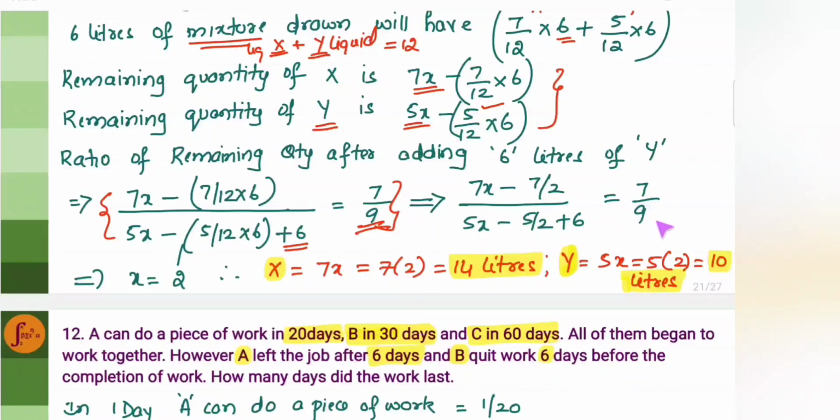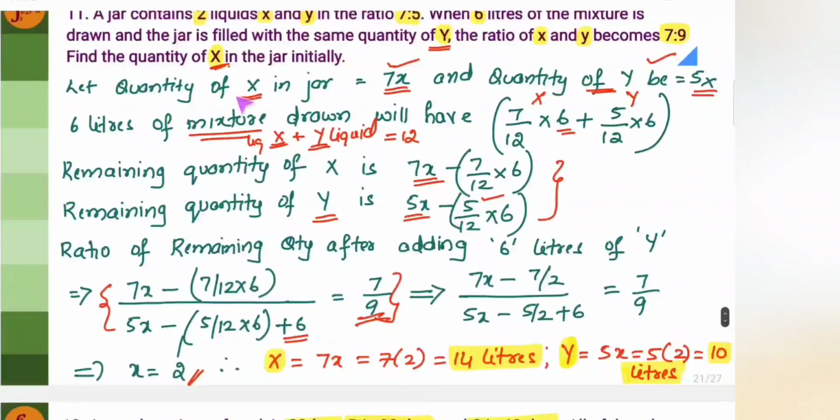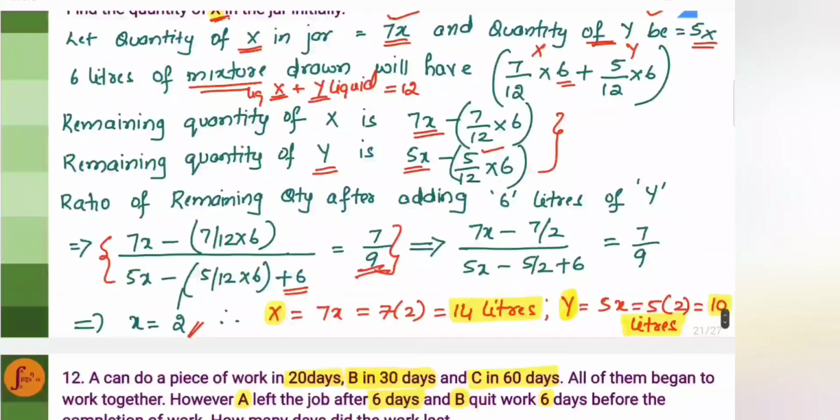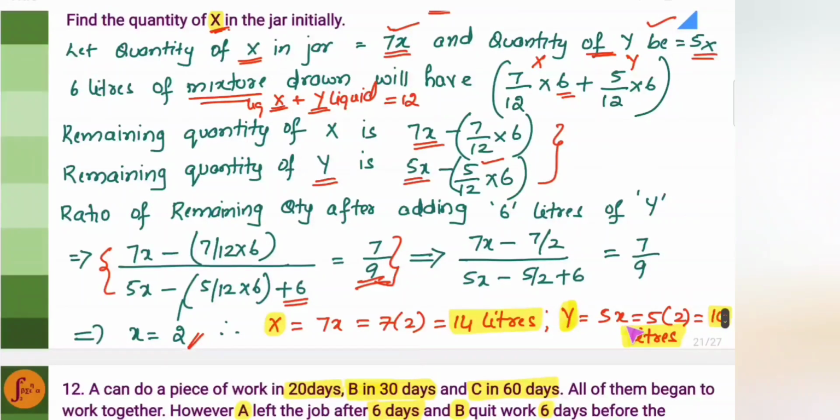So when you simplify, you are going to get x equal to 2. And we assumed liquid X is 7x, so 7 into 2, 14 liters. And we assumed Y is 5x, so 5 into 2 is 10 liters.